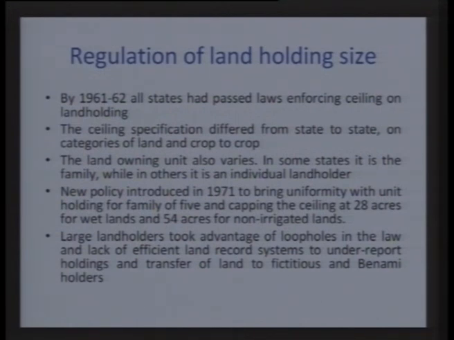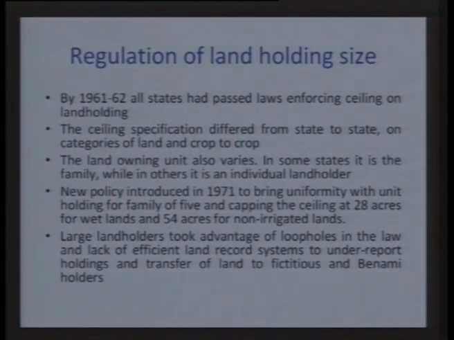In order to overcome these gaps, a new policy was introduced in the year 1971 to bring uniformity, with the unit holding being a family of 5. So as regards unit holding, a family of 5 was considered as a unit, and the ceiling cap was put at 28 acres in case of wetlands and 54 acres in case of unirrigated lands. So uniformity was laid down with the 1971 act.